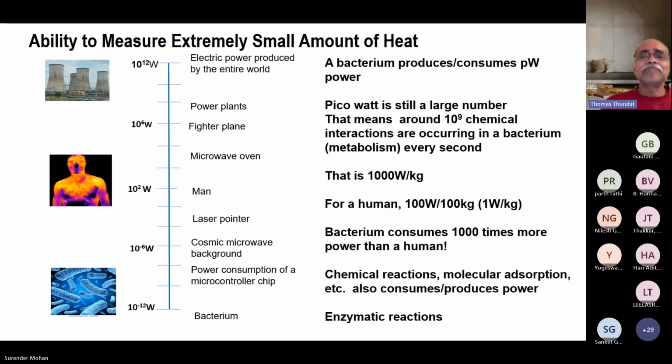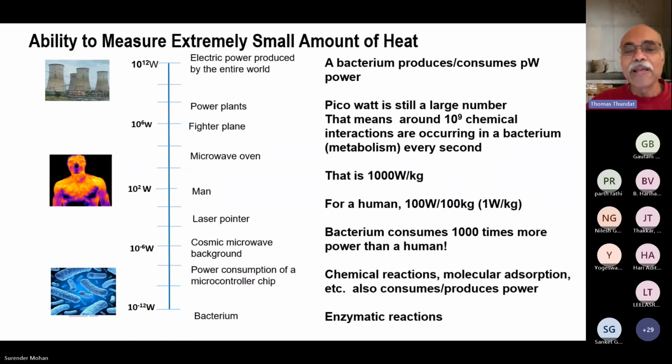So let's look at the heat energy. For example, a bacterium produces 10 to the power minus 12 watts, a picowatt, and if you look at a human being, around 1,000 watts or something like that. So you can see the scale of things.